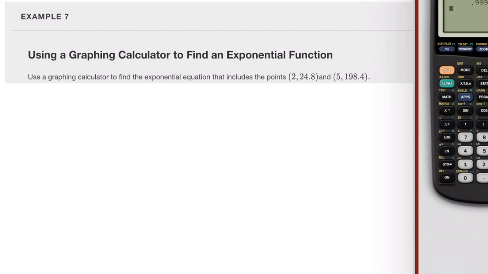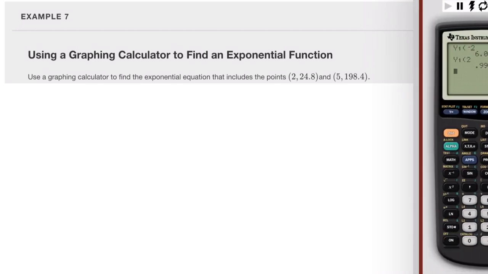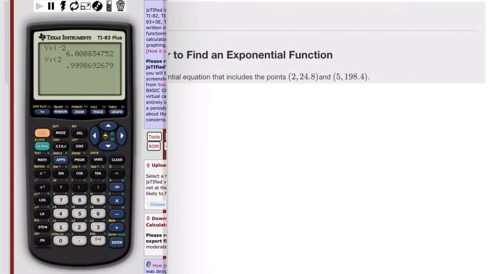Okay, let's give it a go. I think that'll be fun, if we can get our calculator to behave. There we go. I'm going to clear all this out. Now, if I hit stat, edit, okay, so it's already clear. So it said you can put those values, the x's. So we have 2 and 5. And then the corresponding y's, we have 24.8 and 198.4.